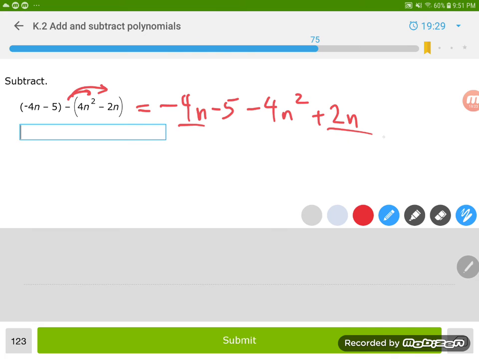So I have n terms. So this would be equal to -4 and +2. That will make -2n. And then I have a -5 that does not have another number to combine with. And I have a -4n squared. That's the only n squared I have. So I'll just have -4n squared. And remember, the order does not matter, though it's always good to be organized.